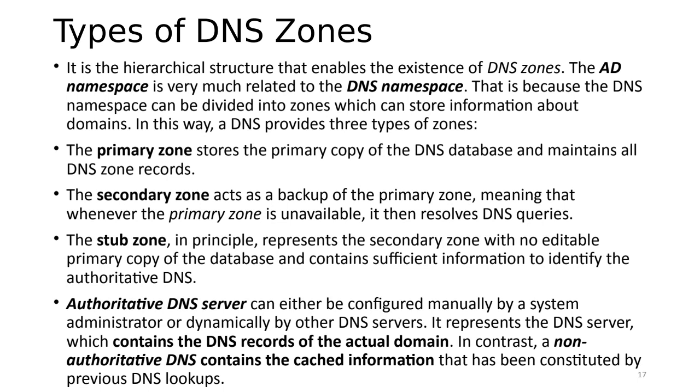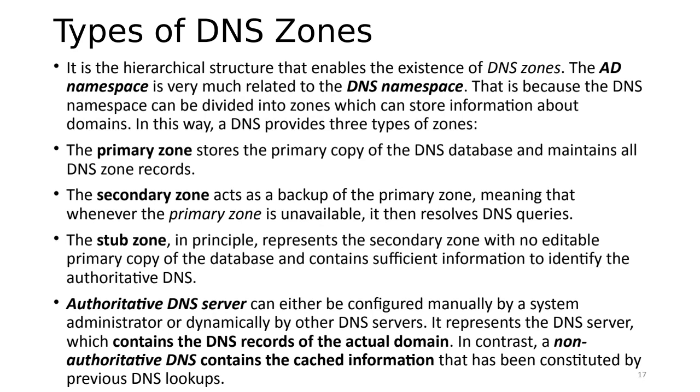The authoritative DNS server, we already talked about iterative and authoritative, can either be configured manually by a system administrator or dynamically by other DNS servers. It represents the DNS server which contains the DNS records of the actual domain, which is the authoritative DNS server. In contrast, a non-authoritative DNS contains cached information that has been constituted by previous DNS lookups.